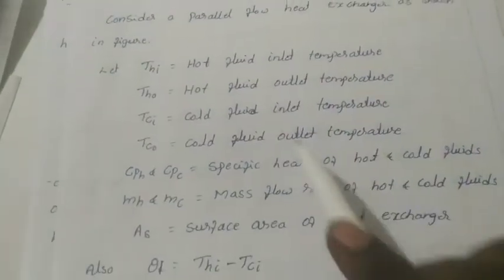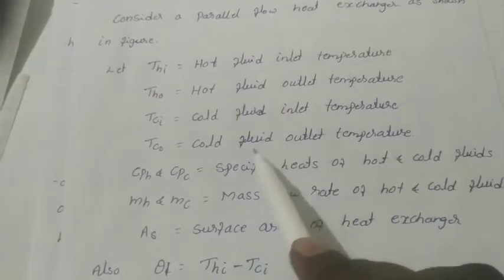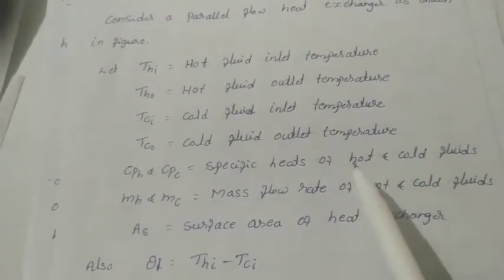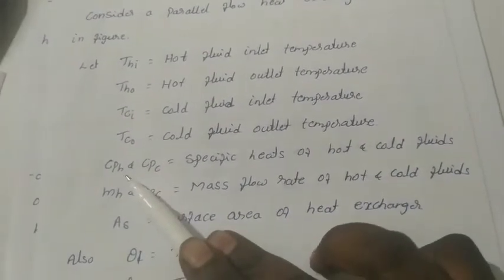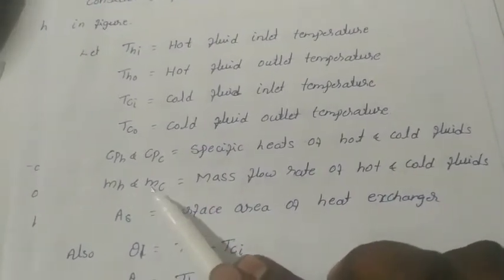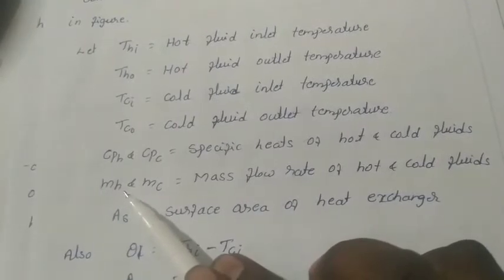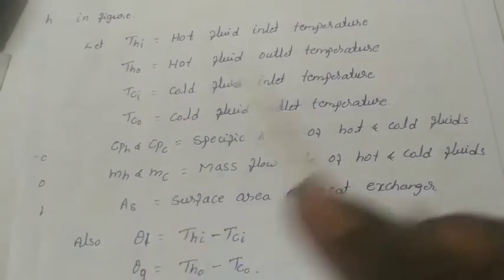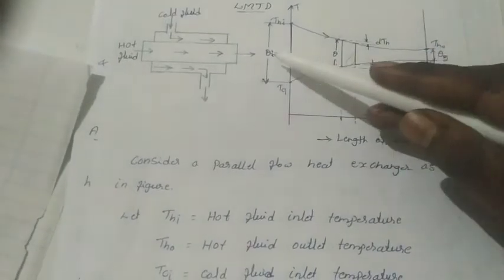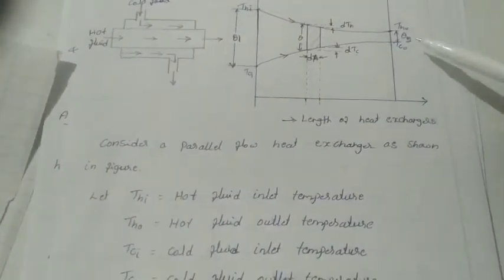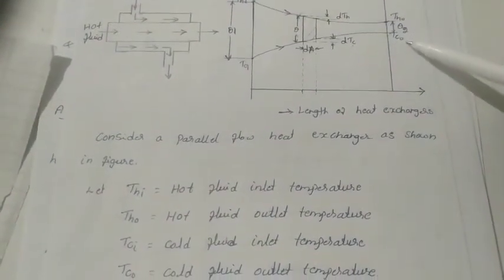We have already introduced some notations, and some more notations are used here, where CPH and CPC are the specific heats of the hot and cold fluid. MH and MC are the mass flow rates of the hot fluid and the cold fluid, and A is the surface area of the heat exchanger. Now from the diagram, observe that theta 1 is THI minus TCI, the temperature difference, and theta 2 is THO minus TCO.